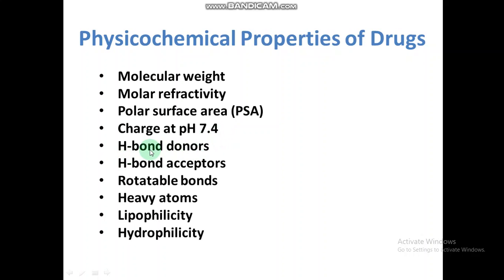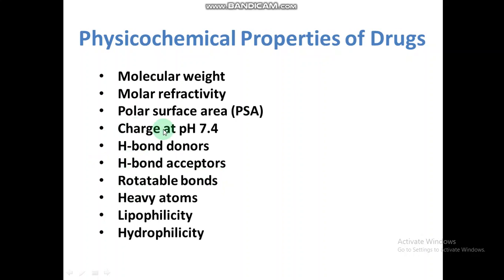Hydrogen bond donors. Hydrogen bond donors should not be greater than 5. We know that there is the Lipinski rule of 5, which is important. We will also discuss the Lipinski rule of 5 and drug-like properties in our next videos. So hydrogen bond donors should not be greater than 5. Hydrogen bond acceptors should not be greater than 5.